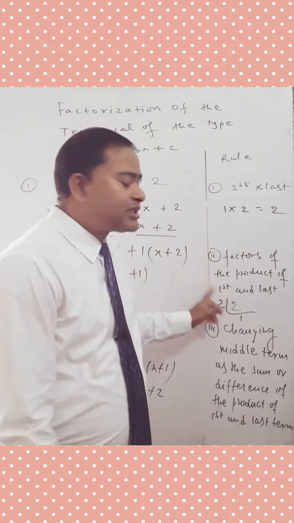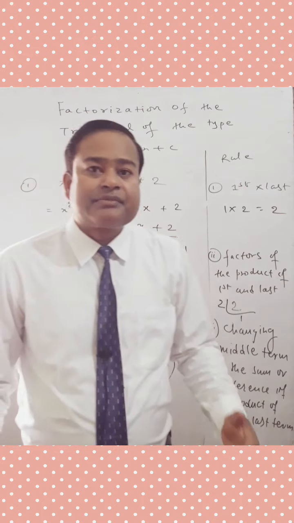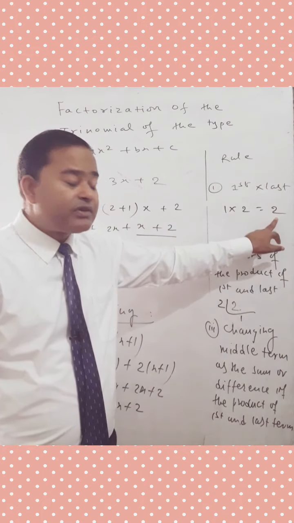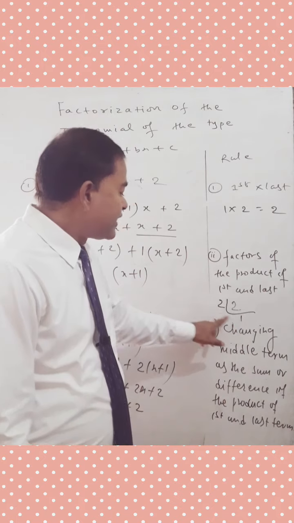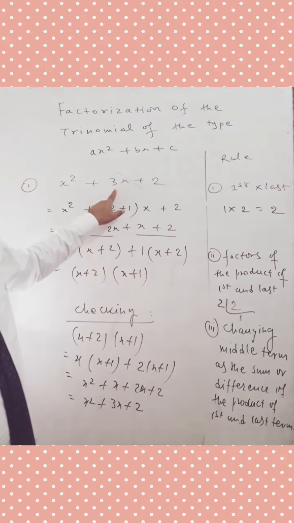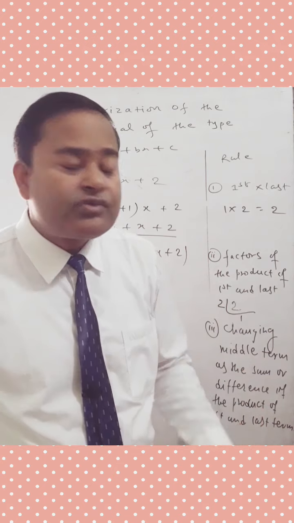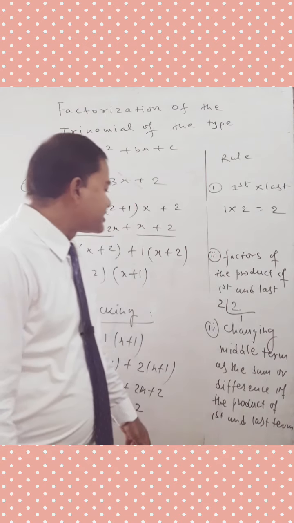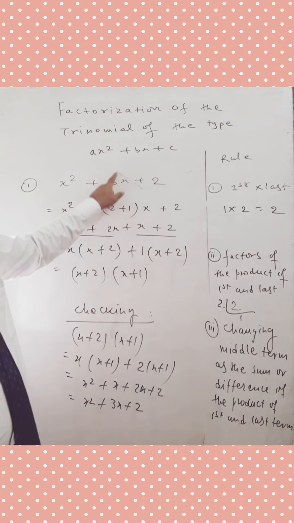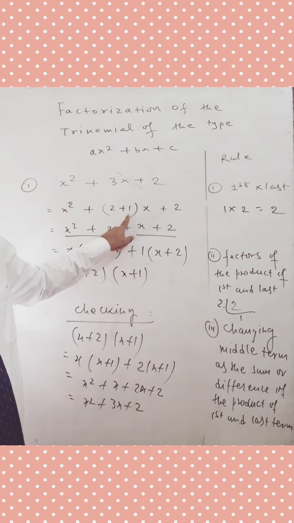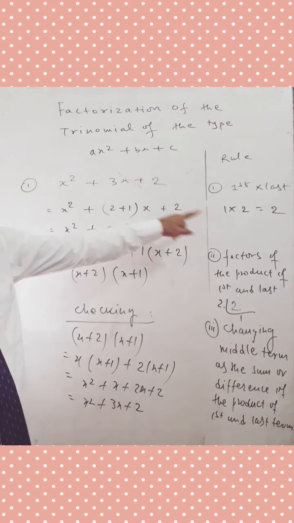And the second step is we have to find the factors of the product of first and last term. The factors of the product of first and last term: 2 1s are 2, or we can say 1 2s are 2. So the 2 factors are 2 and 1. Now the middle term we have to change, taking the sum of 2 factors of the product of first and last term. So 2 plus 1 we get exactly 3. The middle term we have to express as the sum or difference of the factors of the product of the first and last term.